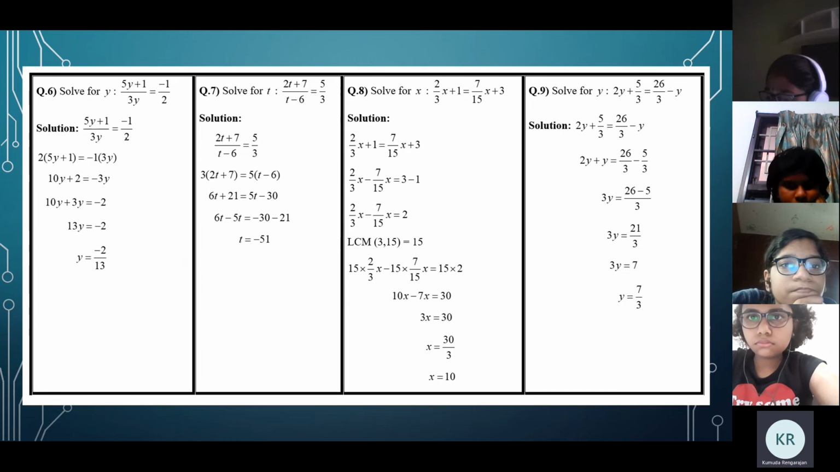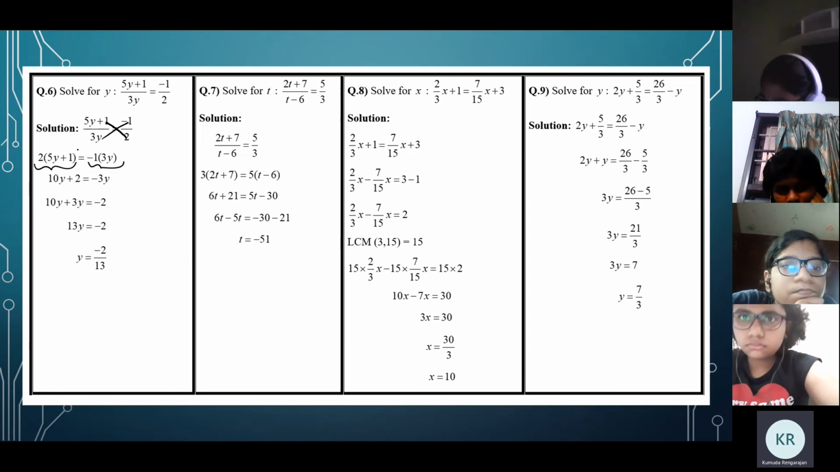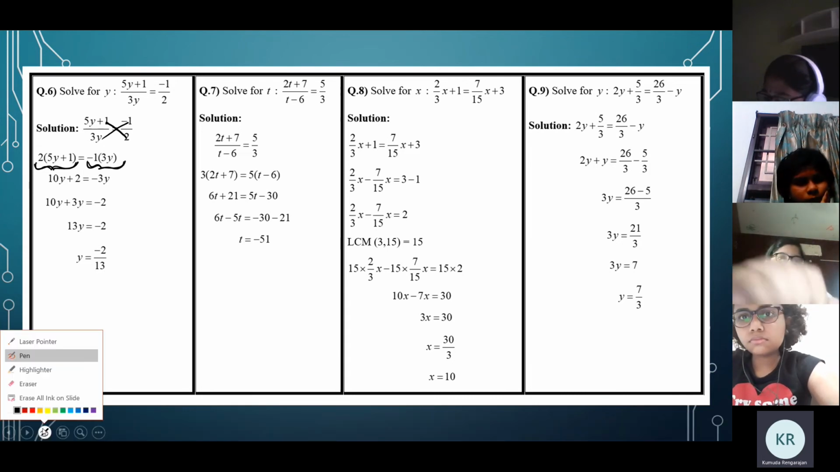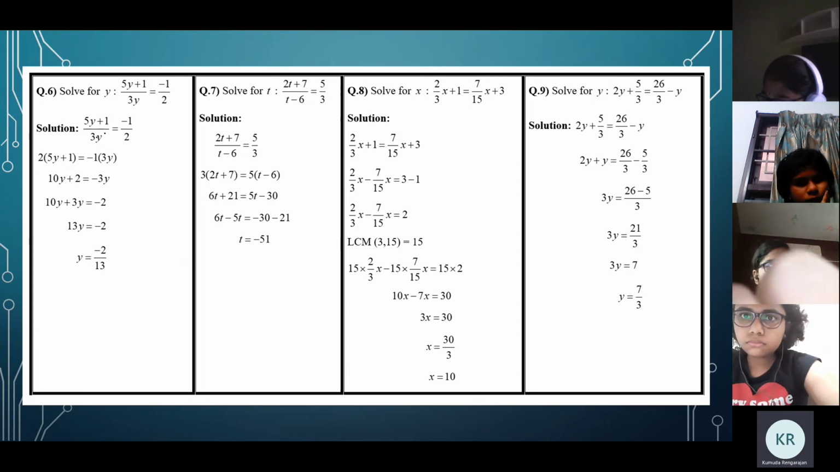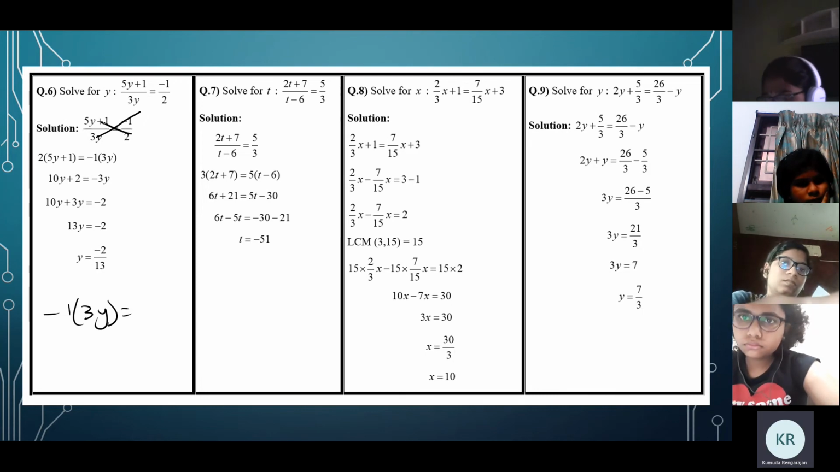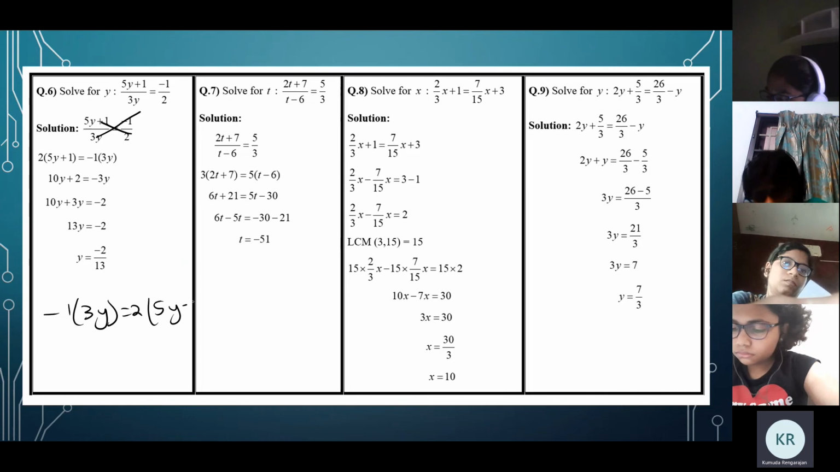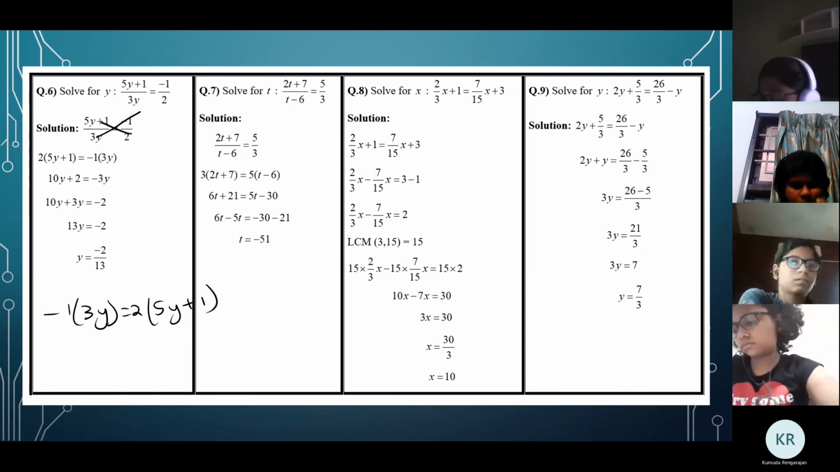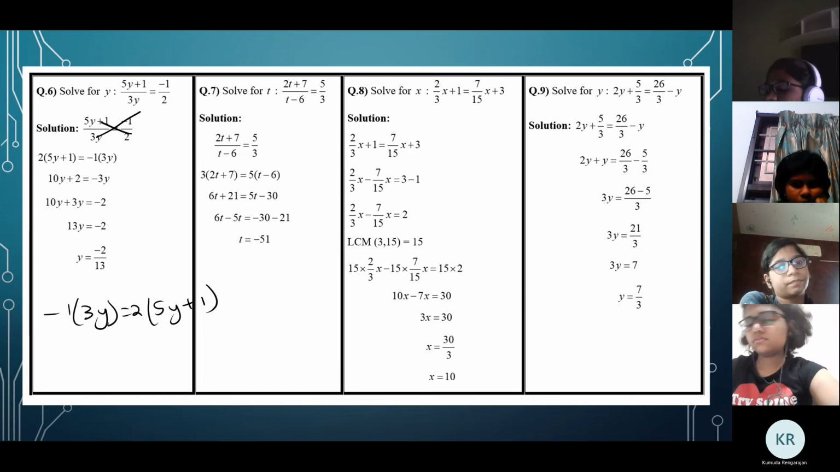So on cross multiplying, you get 2 into 5y plus 1 is equal to 3y into minus 1, or minus 1 into 3y. Anything can be written first. You can write this one in the left hand side and this one in the right hand side. You can also multiply this one first: minus 1 into 3y is equal to 2 into 5y plus 1. Are you getting what difference I'm trying to say, children? Yes, ma'am. You can write anything first.